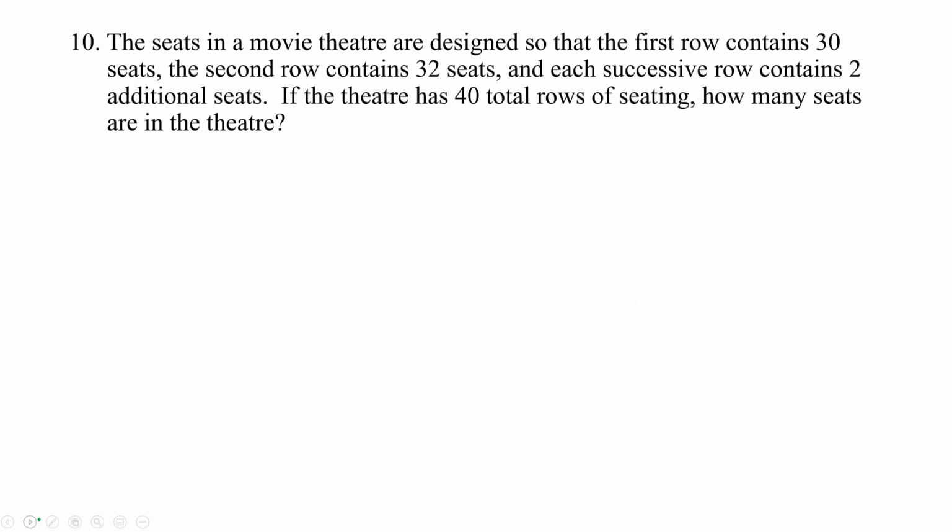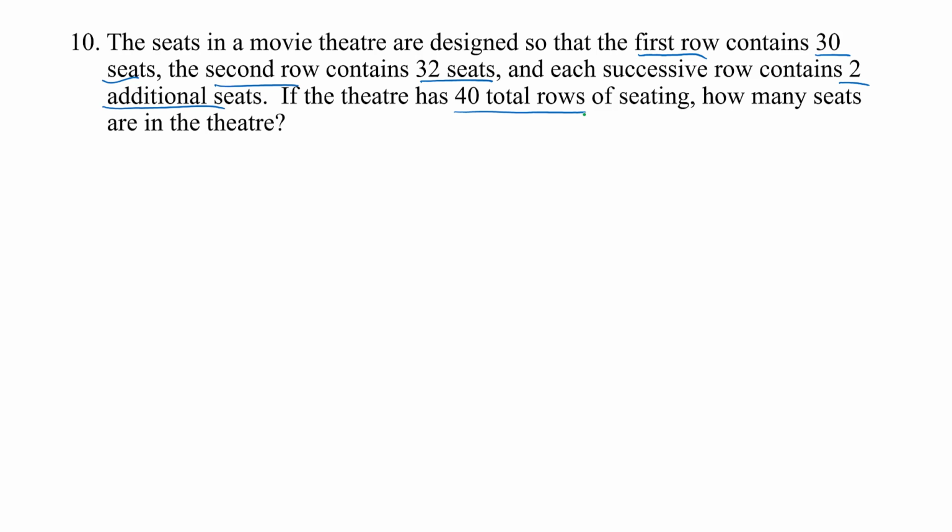Let's go on to number 10 here. The seats in a movie theater are designed so that the first row contains 30 seats. The first row has 30 seats. The second row contains 32 seats, and each successive row contains 2 additional seats. If the theater has 40 total rows of seating, how many seats are in the theater?